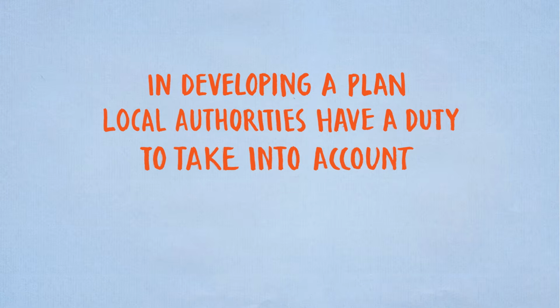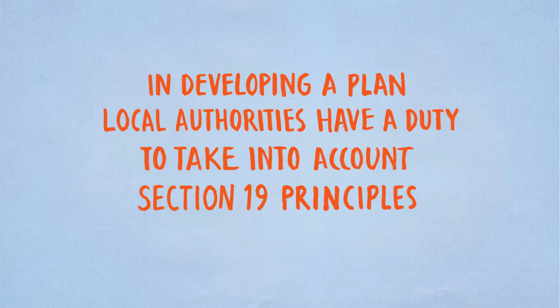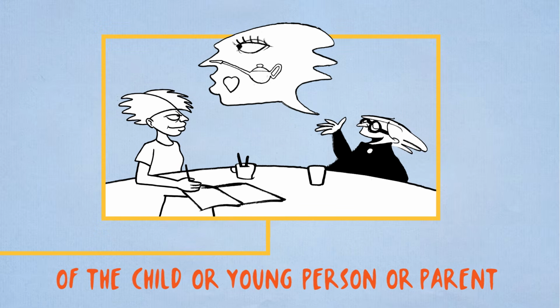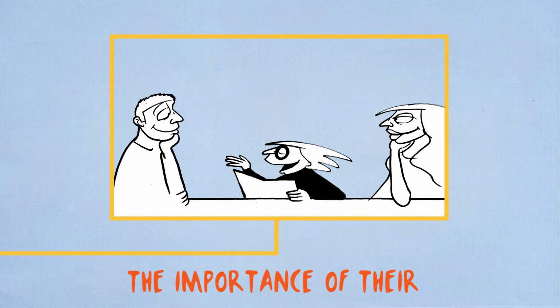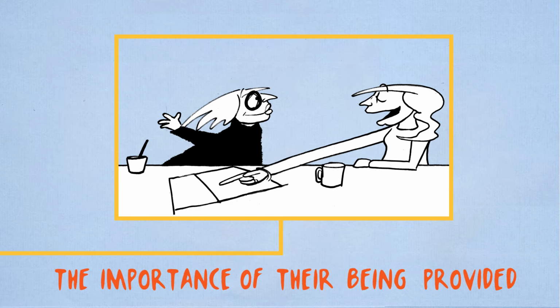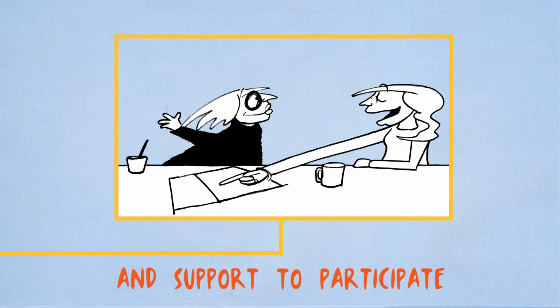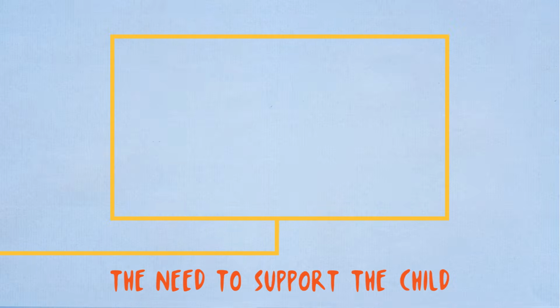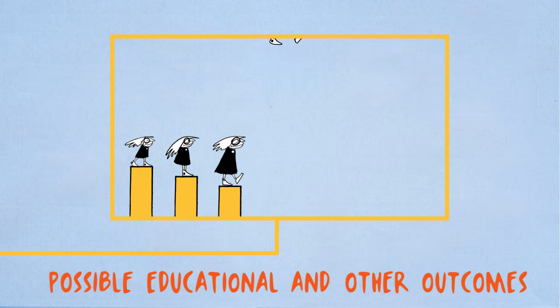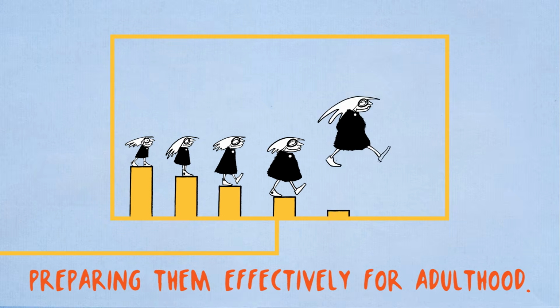In developing a plan, local authorities have a duty to take into account Section 19 principles and must have regard to the views, wishes and feelings of the child, young person or parent, the importance of their full participation in decisions, the importance of their being provided with the necessary information and support to participate, and the need to support the child or young person to achieve the best possible educational and other outcomes, preparing them effectively for adulthood.